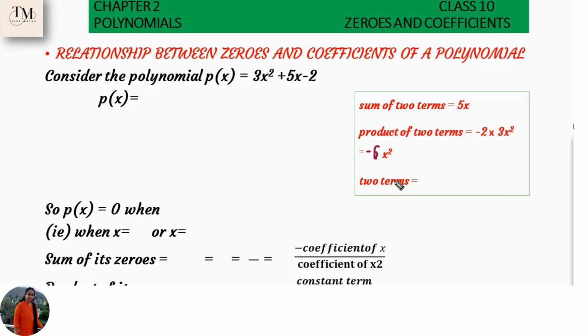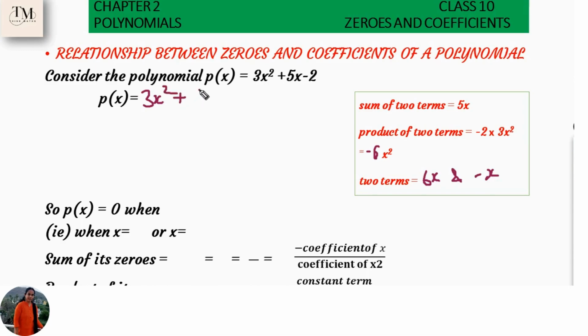So the two terms will be, since the sum should be positive, plus 6x and minus x. If you add these, 6x minus x is 5x. If you multiply them, we get minus 6x square. So these are the two terms used to factorize. So we can factorize this 3x square.